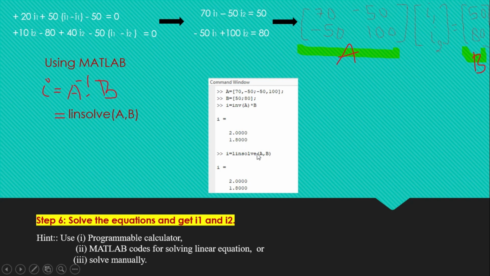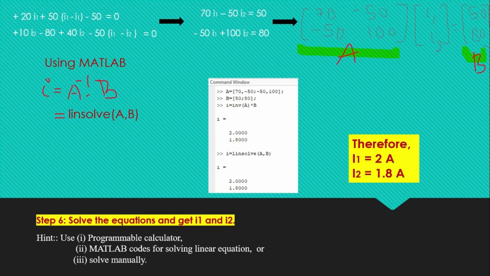The second method, I can use the formula linsolve. This linsolve is a linear solve for this matrix method. So A comma V. Again, if I press enter, I'll get the same values as before, 2 ampere and 1.8. This means my I1 is 2 and I2 is 1.8. So I can write the answer: my I1 is 2 ampere, I2 is 1.8 ampere. This we can do directly using our programmable calculator, or directly with manual mathematical operations.